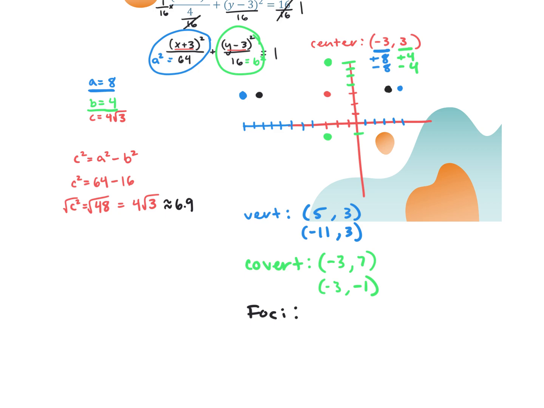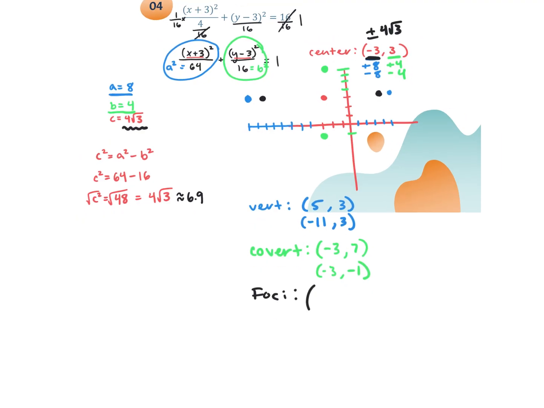Now, since we moved along the X-axis, we're going to add and subtract. We want to use the exact value, so we're going to use 4 square root 3. So we're going to add and subtract 4 square root 3 to the X value because we moved along the X-axis. Here, we can't add a square root with a whole number, so I'm just going to leave it as negative 3 plus or minus 4 square root 3, 3. The Y value doesn't change. So then this would be our ellipse. So we're just going to connect all of our vertices.